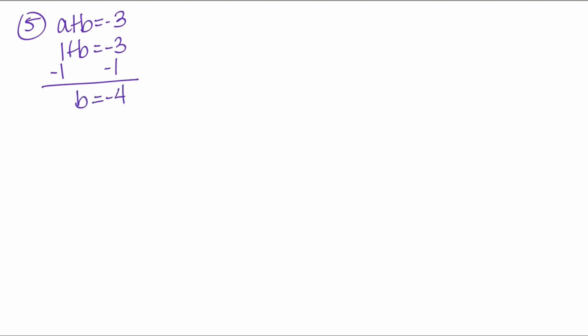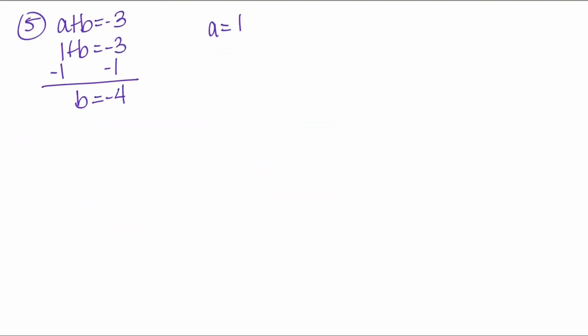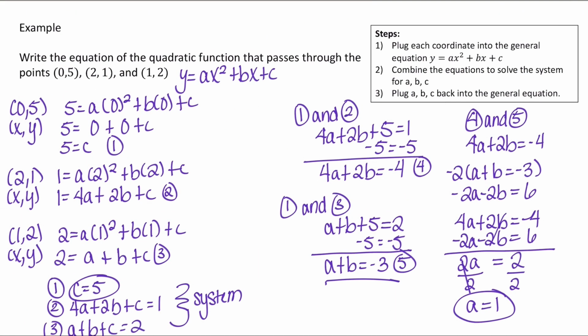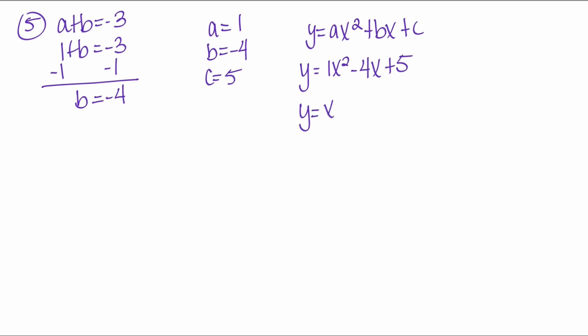So now I finally have the values of a, b, and c that I need to write my equation, right? I have a equals 1, b equals -4, and c equals 5. So I can plug this back into the general form, which is y equals ax squared plus bx plus c. And that gives me the equation y equals 1x squared minus 4x plus 5, right? And I can just rewrite that as y equals x squared minus 4x plus 5. So that is how you determine the equation of a quadratic function given 3 points that are on the graph.